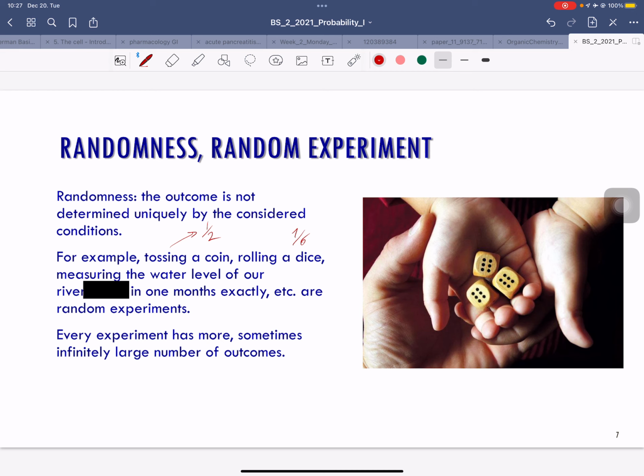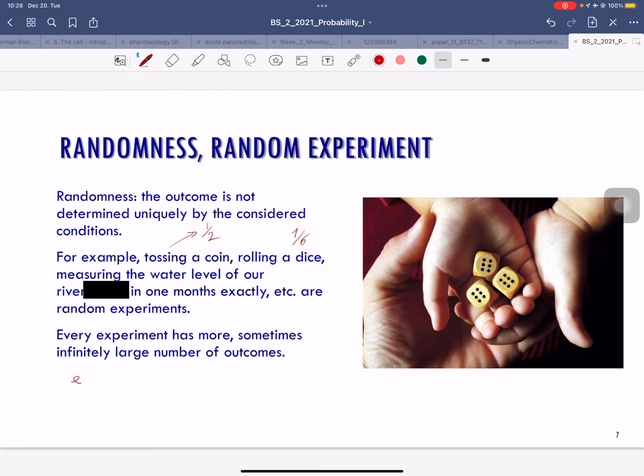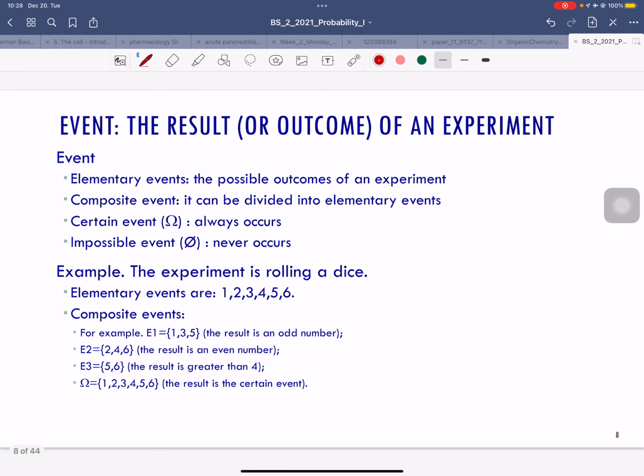We have many examples, and every experiment has a large number of possible outcomes. It is very important, and it depends on what we want to do to make an outcome. For example, if we say an even number, the probability is 1 over 6 for 2, 1 over 6 for 4, and 1 over 6 for 6. It's very important that for every even number we have this probability. Then the result of the experiment is very important.